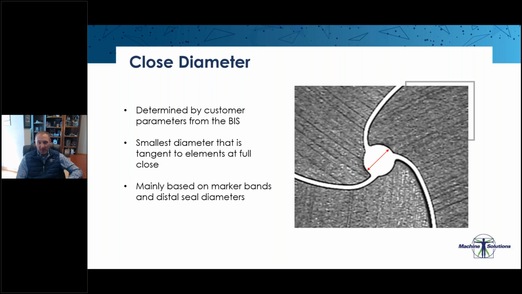And if the marker band plus double wall thickness is our largest diameter and we close down, the balloon material can be pinched between the element tip and the marker band, and again potentially create damage in the balloon.